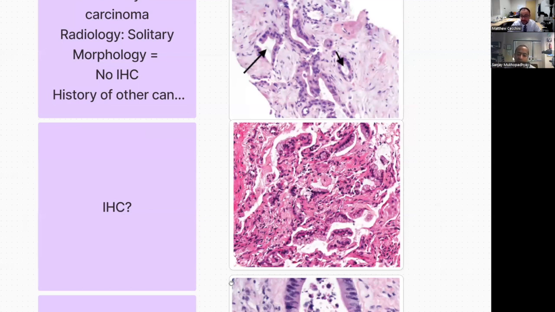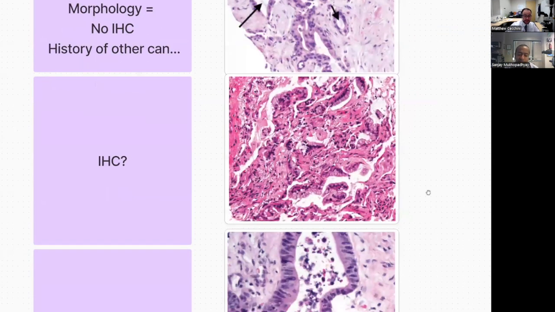And just because it's TTF1 positive doesn't mean it's a lung primary, right? Absolutely. Could easily be thyroid. It could easily be one of many other primaries that have been reported to have TTF1 positivity, including breast and GYN and gallbladder and a million other things. Okay, so moving on.